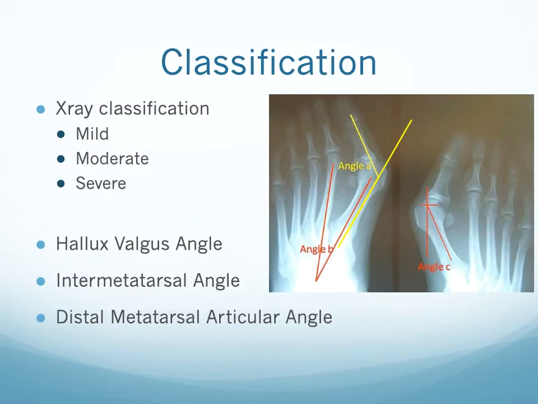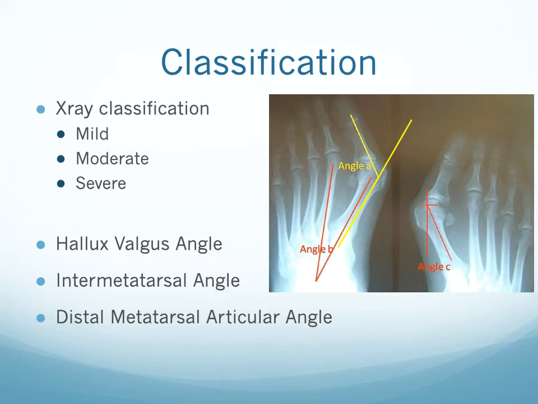When you do the exam, it's useful to have a classification on which to base your treatment options. And this is a simple X-ray classification: mild, moderate and severe. This is determined by looking at the hallux valgus angle, which is angle A, the shaft of the metatarsal and the proximal phalanx, and the intermetatarsal angle, angle B, which is generated by drawing a line down the second metatarsal and the first metatarsal.